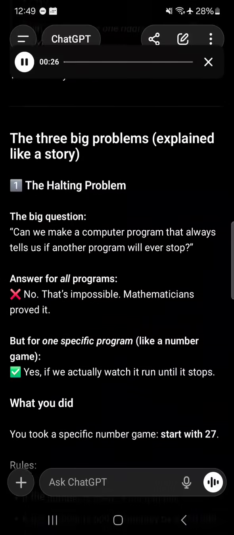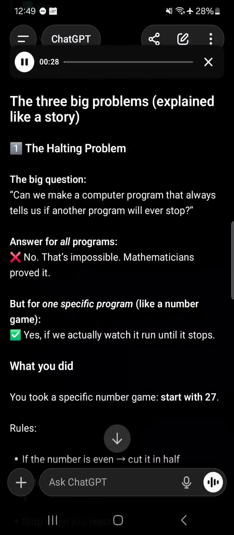The 3 big problems, explained like a story. The halting problem. The big question: can we make a computer program that always tells us if another program will ever stop? Answer for all programs, no. That's impossible. Mathematicians proved it. But for one specific program, like a number game, yes, if we actually watch it run until it stops.